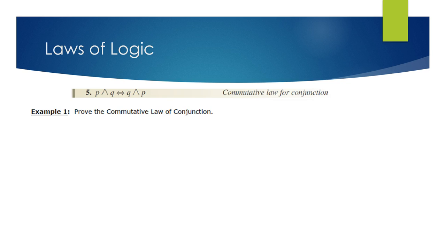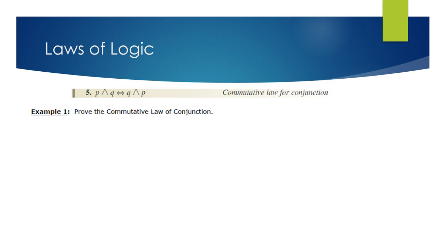For number 5, the commutative law for conjunction. I mean, this kind of makes sense. Saying, well, if P is true and Q is true, that's the same thing as me saying Q is true and then P is true. Do I really need a formal proof for that? Not really. But this just wants to show you a statement is true. Well, how do you recognize it in a truth table as a tautology?